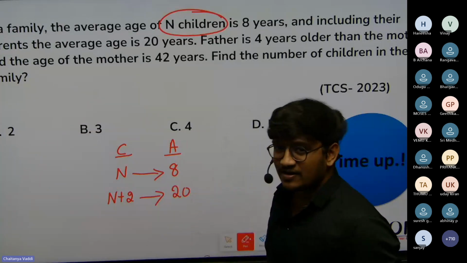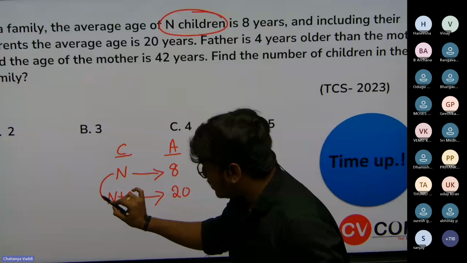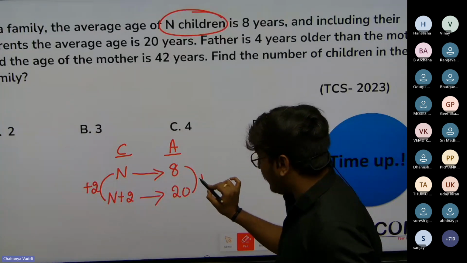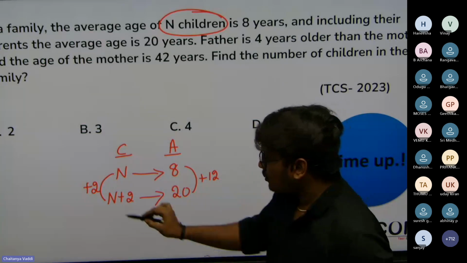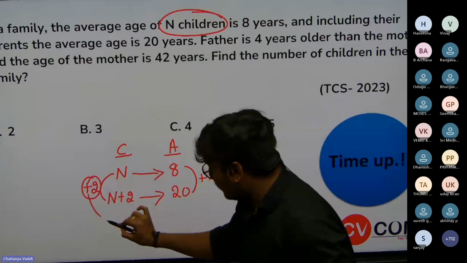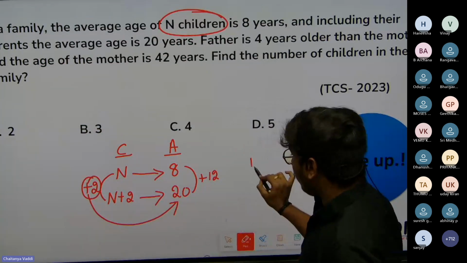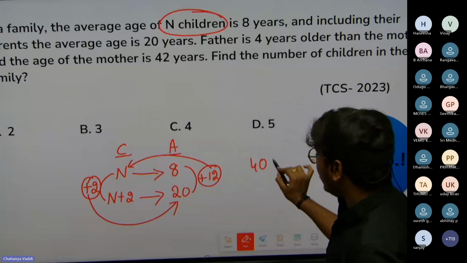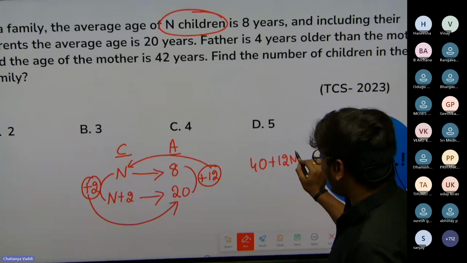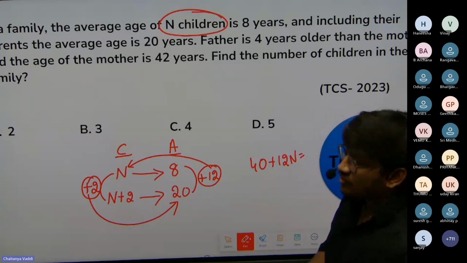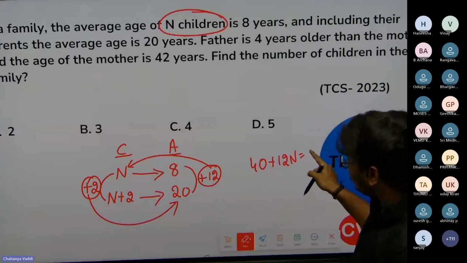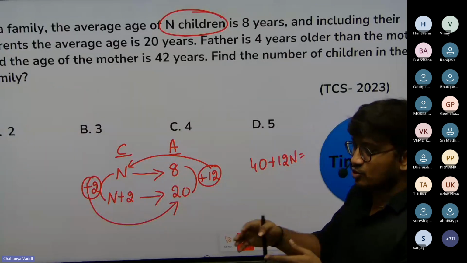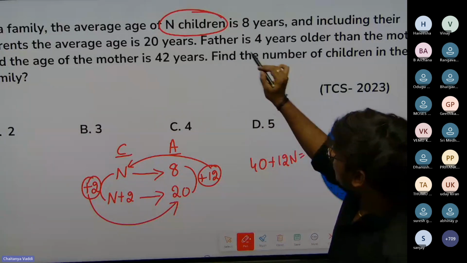Now follow the same pattern, the same shortcut as we discussed. Here, how many members got increased? 2 members. And here, plus 12. So this 2 will be multiplied with 20, so you will get 40. This 12 will be multiplied with n, so you will get plus 12n is equal to. If you observe, this value will give you the age of the mother and father, the age of those two members.